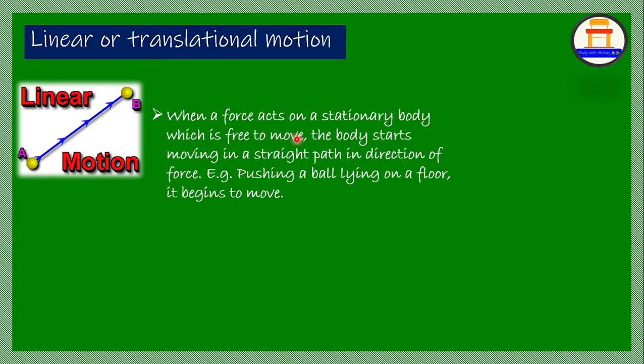When force acts on a stationary body which is free to move, the body starts moving in a straight path in the direction of force applied. Similar to the video which is playing towards the left hand side, A to B force is applied and the body is moving in the direction of the force applied in a straight path. The example is pushing the ball lying on the floor, it begins to move. The ball is pushed from point A to point B. Go through it.